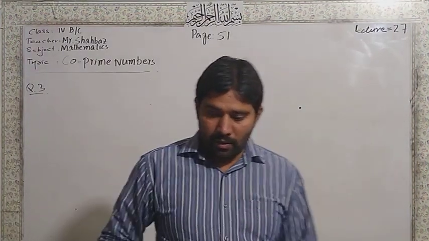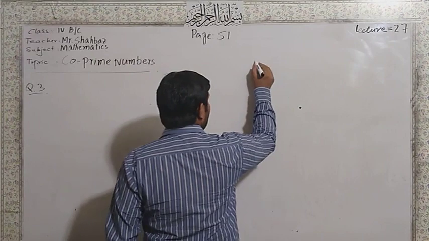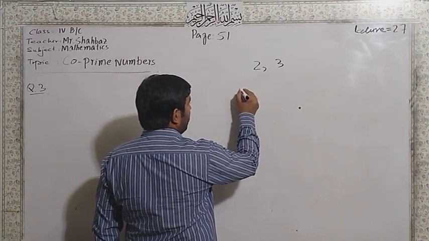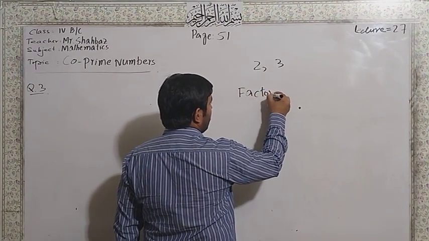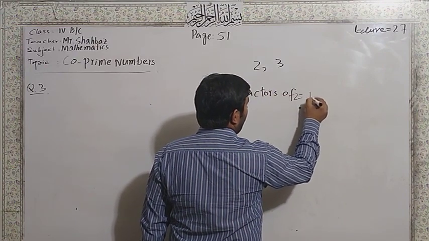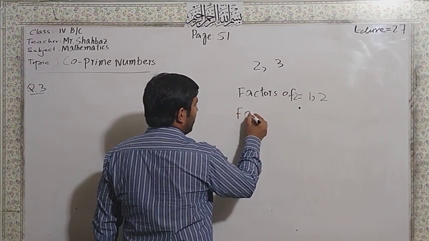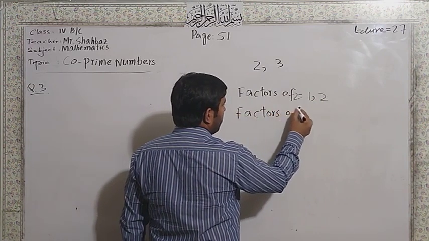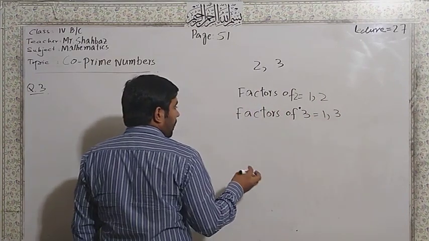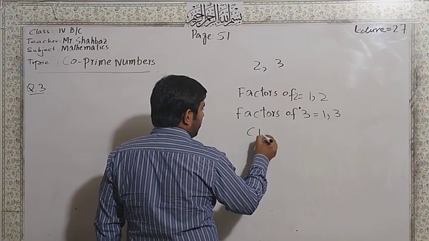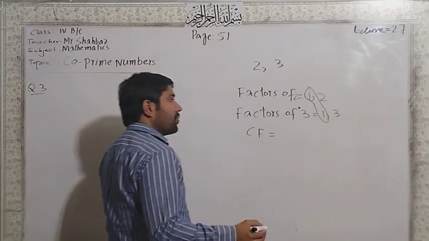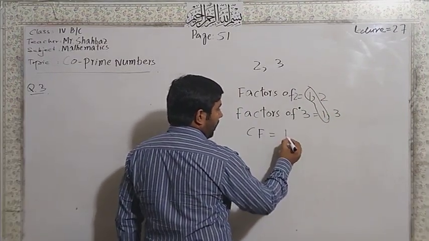Let's see an example. There are two numbers, 2 and 3. We have to find the factors of 2: 1 and 2. And then we have the factors of 3: 1 and 3. Common factors: there is just one common factor, 1.